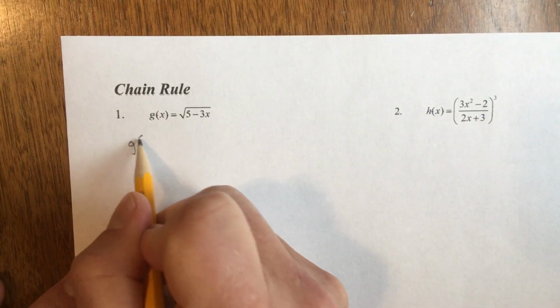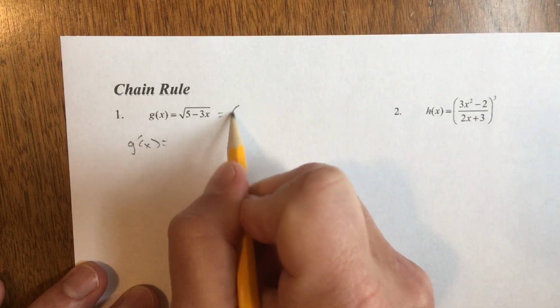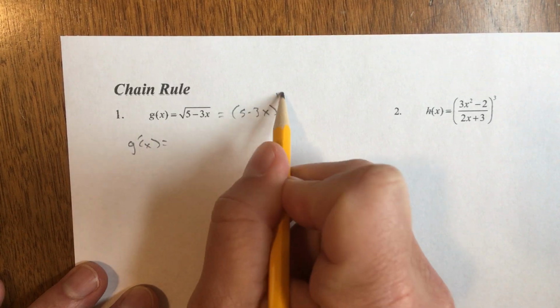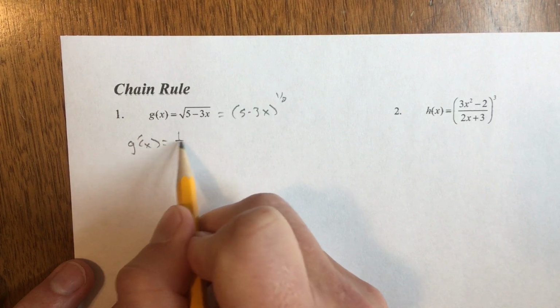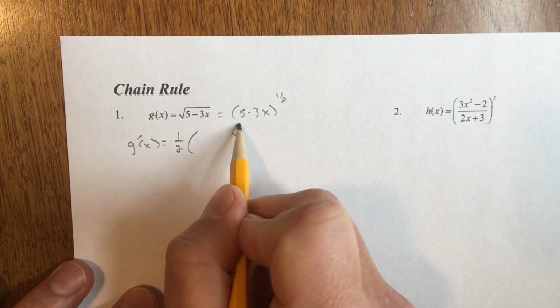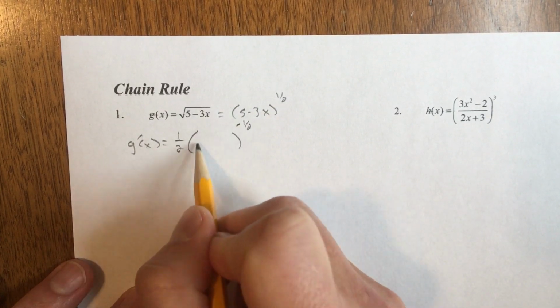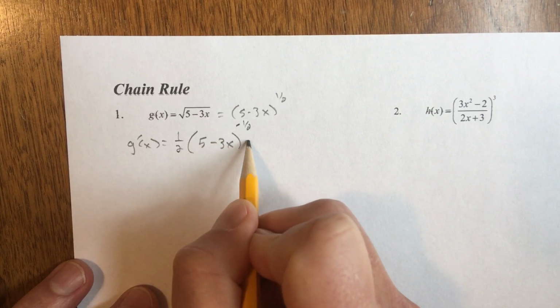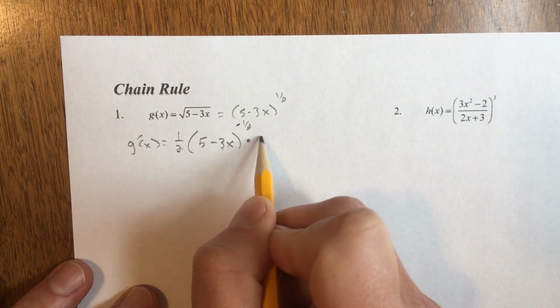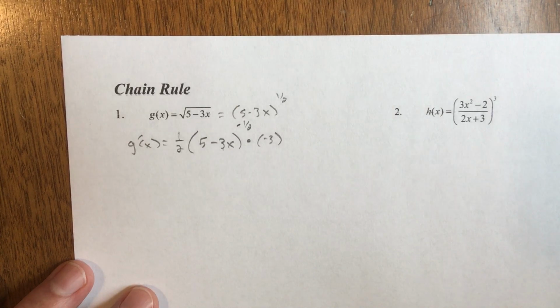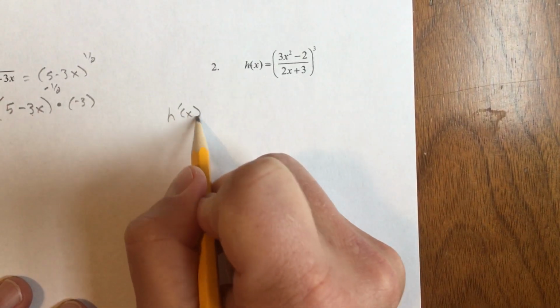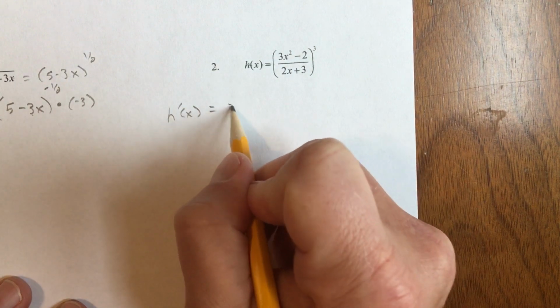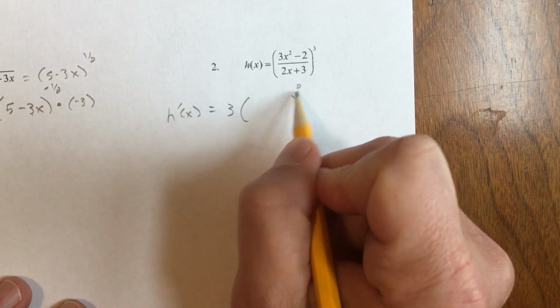So for number 1, it may be helpful to write this as 5 minus 3x to the 1/2. 1/2 is the outer, this is the inner. So the derivative of the outside, subtract 1. That's our derivative of the outer one. We leave the inside function alone, and then times the derivative of the inside, which is negative 3.